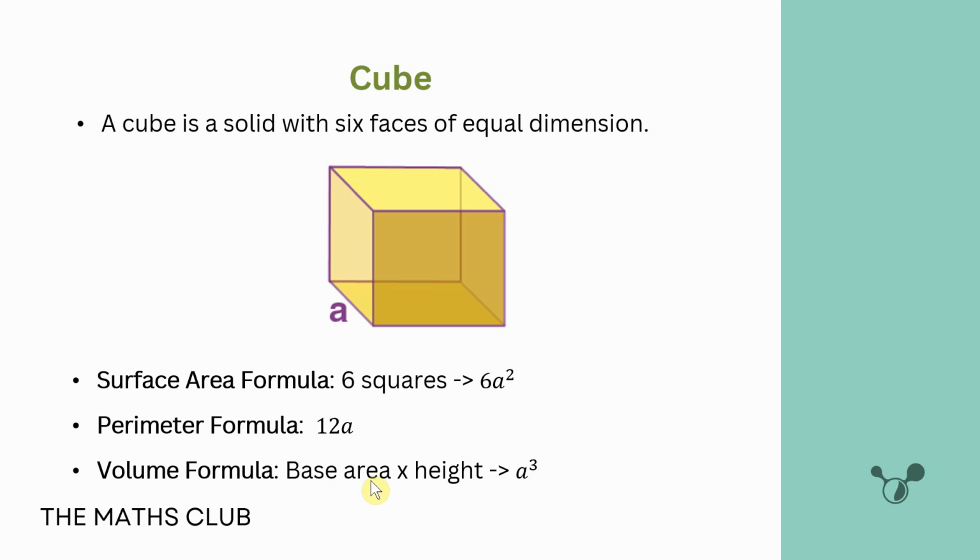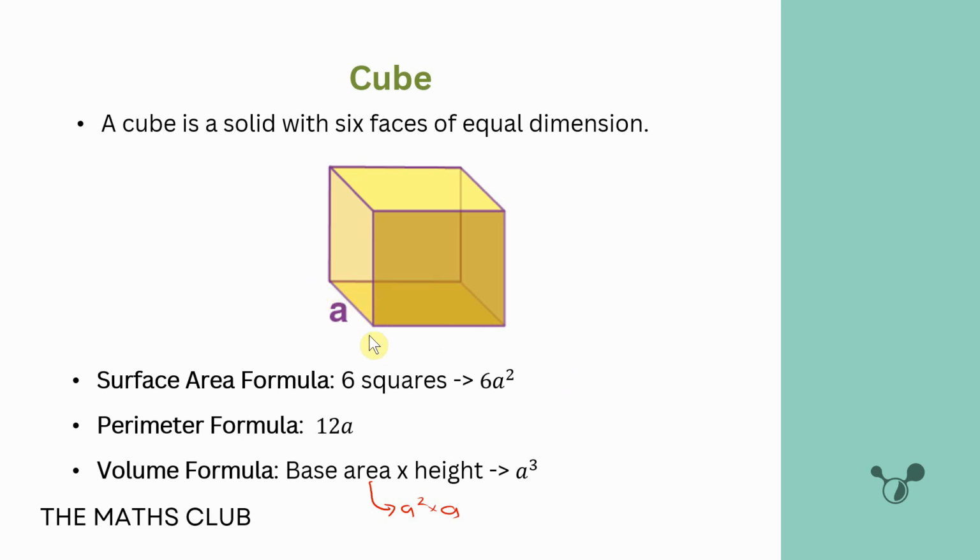So for the base area, we said the base is a square, and that will be A squared, multiplied by how high the cube is. The height is also A. What do I mean? Just as if you have a square at the bottom and keep on stacking squares on it. How high is that stack of squares? That will be your A.